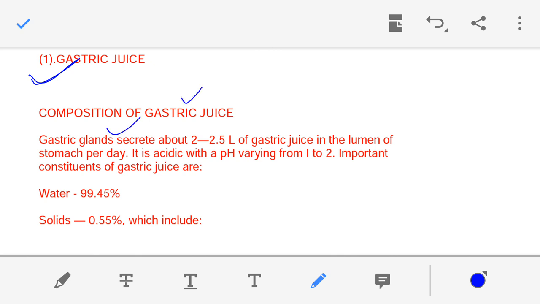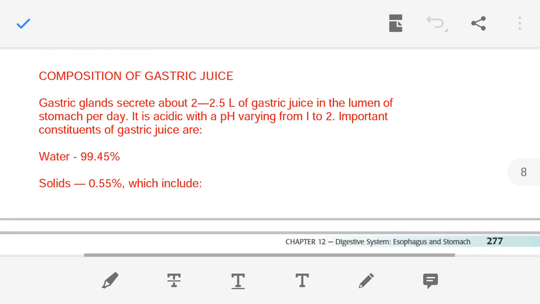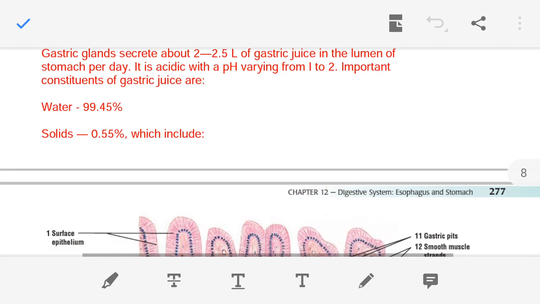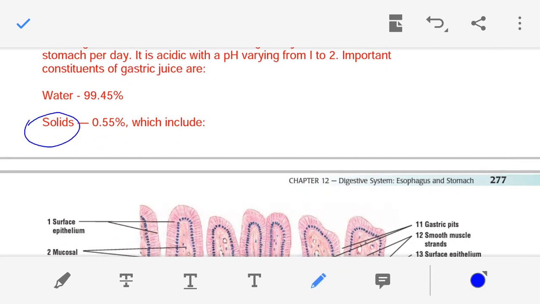Gastric glands secrete 2 to 2.5 liters of gastric juice into the lumen of the stomach per day, and the pH of this gastric juice is nearly 1 to 2, so it has an acidic pH. Now, the important constituents, what this gastric juice is made up of: 99.45% water is there, and besides the water, some solids are also present, 0.55% solids.